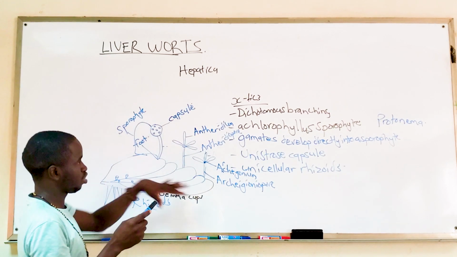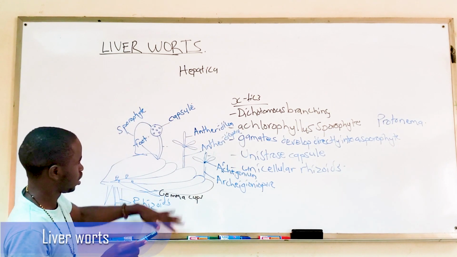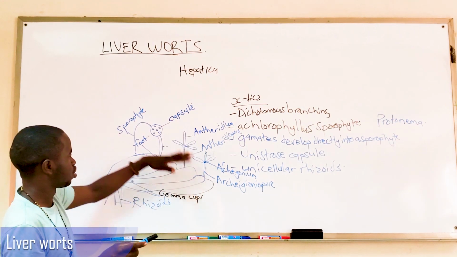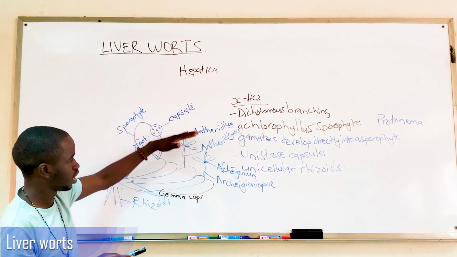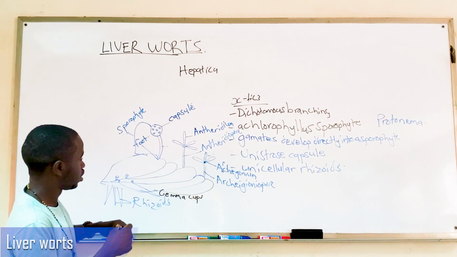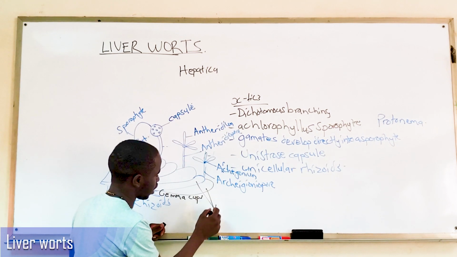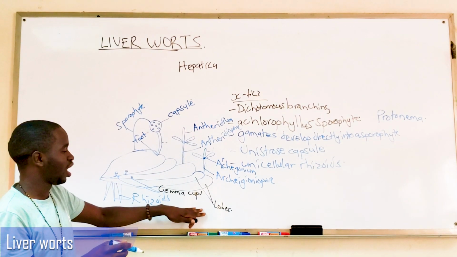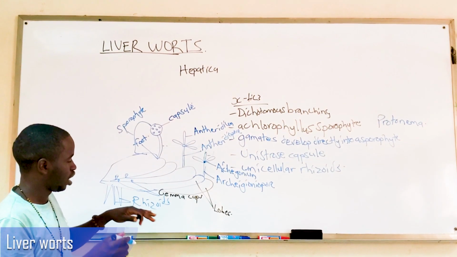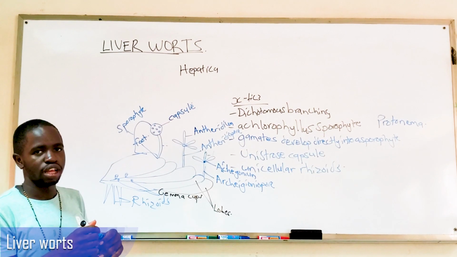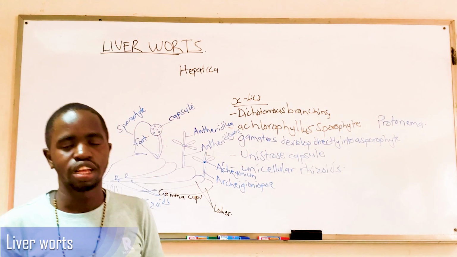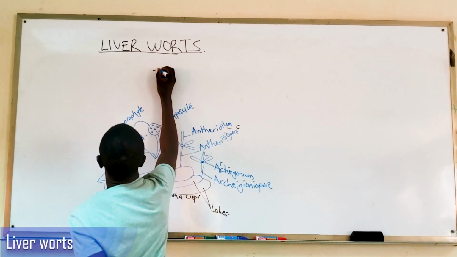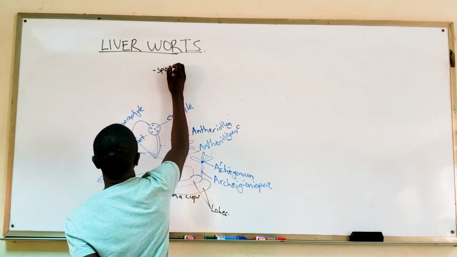So this is the outer structure of members of class Hepaticae, and what we have here is just an illustration of a liverwort made up of a capsule and a foot, the antheridium, the archegonium, and these are the lobes, analogous to the lobes of the human liver. Then these are rhizoids, and we have gemma cups. One of the characteristics is that the spores are released by elaters.